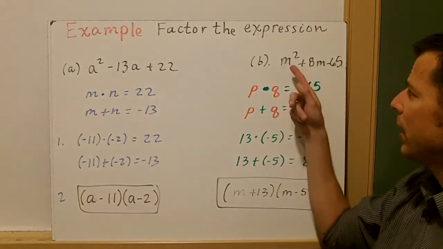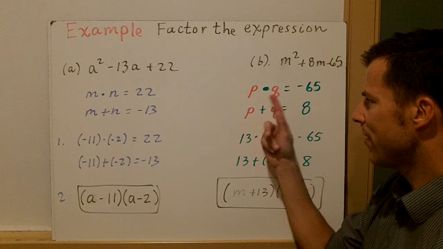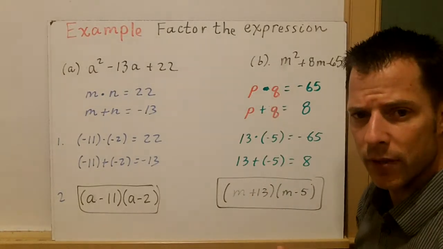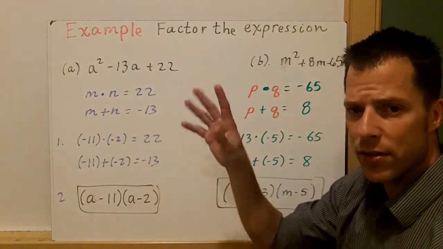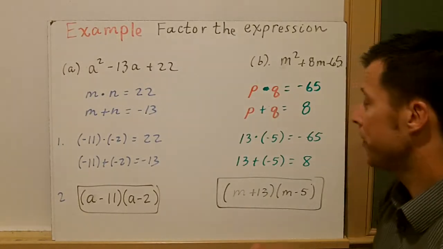Now, in part B, I've actually given the variable m. So when I'm looking for my two integers, I just gave them a new name. I call them p and q. Okay? They're just variables, so you can let them be anything. You can let them be a and b, t and z, doesn't matter.